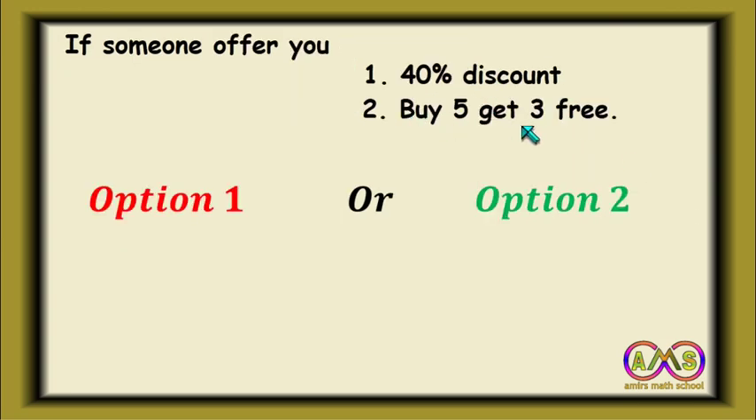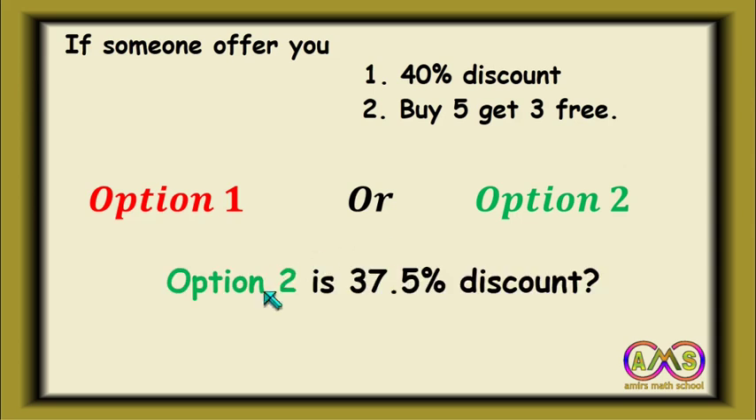Now, in case of option 2, if we apply the previous formula, then we get the percent of discount as 37.5%. Now we can easily choose option 1 or option 2. Option 1 is a 40% discount and option 2 is a 37.5% discount. So between option 1 and option 2, you should choose option 1, because the percent of discount is greater there.